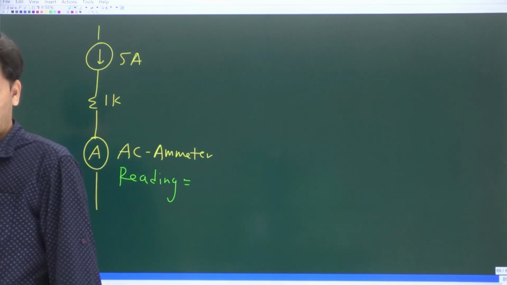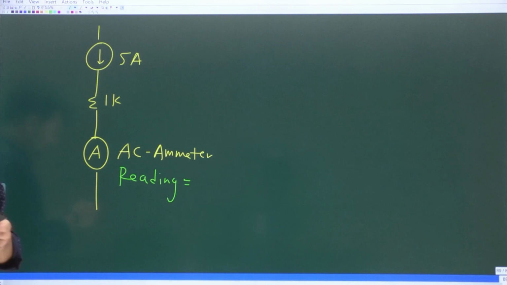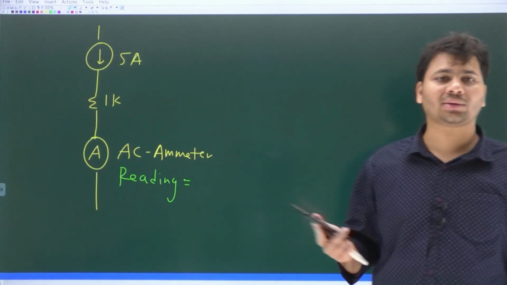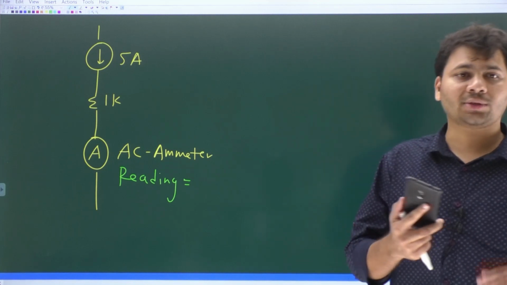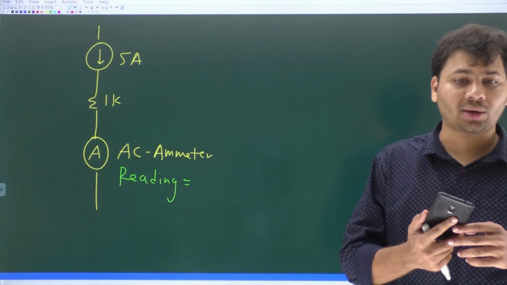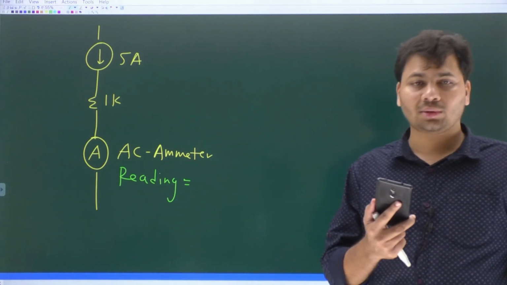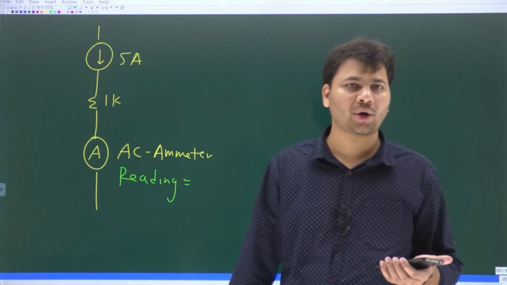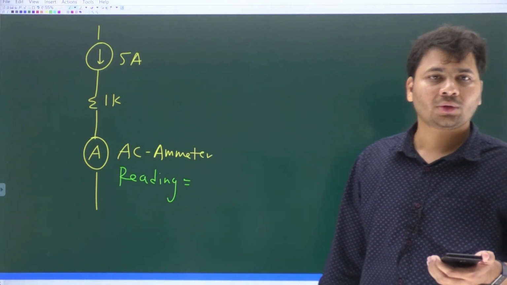Please tell me what is the reading on the AC ammeter. Tell me fast. Come on. What is the reading on the AC ammeter in this case? Remember, the branch contains a 5 ampere DC current source. What is the reading on the AC ammeter? 3.53. How 3.53? Why did you say 3.53?